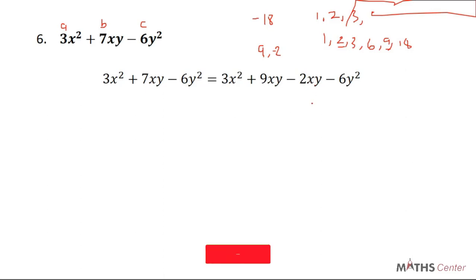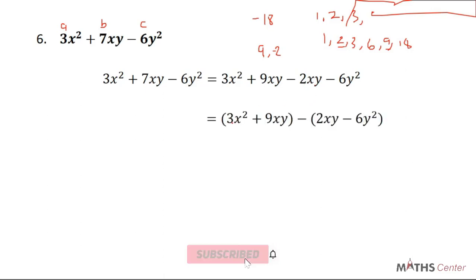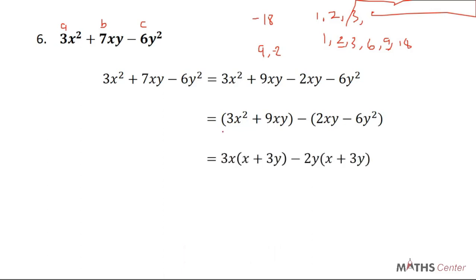You proceed to simplify from here. So you put the brackets around it. Here the common factor we have is 3x. So 3x will come out. Then we have x plus 3y in this bracket. Then here the common factor will be minus 2y. So minus 2y will come out.